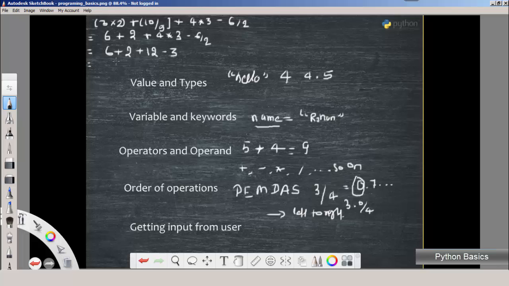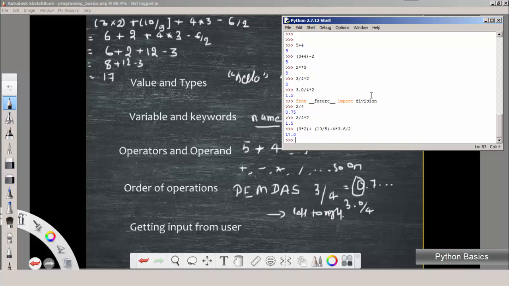Now we have only the operators plus and minus. The rule is you have to follow from left to right. So 6 plus 2 is 8, plus 12 minus 3. I will write the same thing. Now we can calculate. 8 plus 12 is 20, minus 3 is 17. But why is it coming 17.0? Because we imported division. If we did not import division, then it would return the integer value.